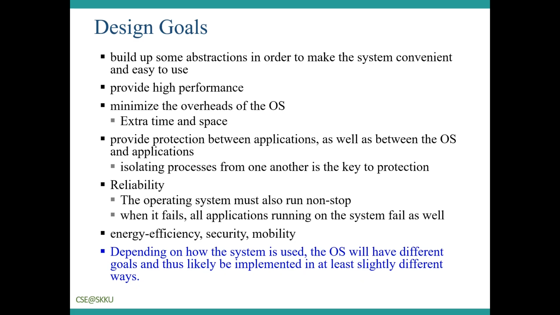The operating system has to run non-stop. If it crashes, every app running on the system crashes too. Because everything depends on the operating system, it needs to be really reliable. But modern operating systems are super complex, sometimes with millions of lines of code, and making sure they don't break is a serious challenge.